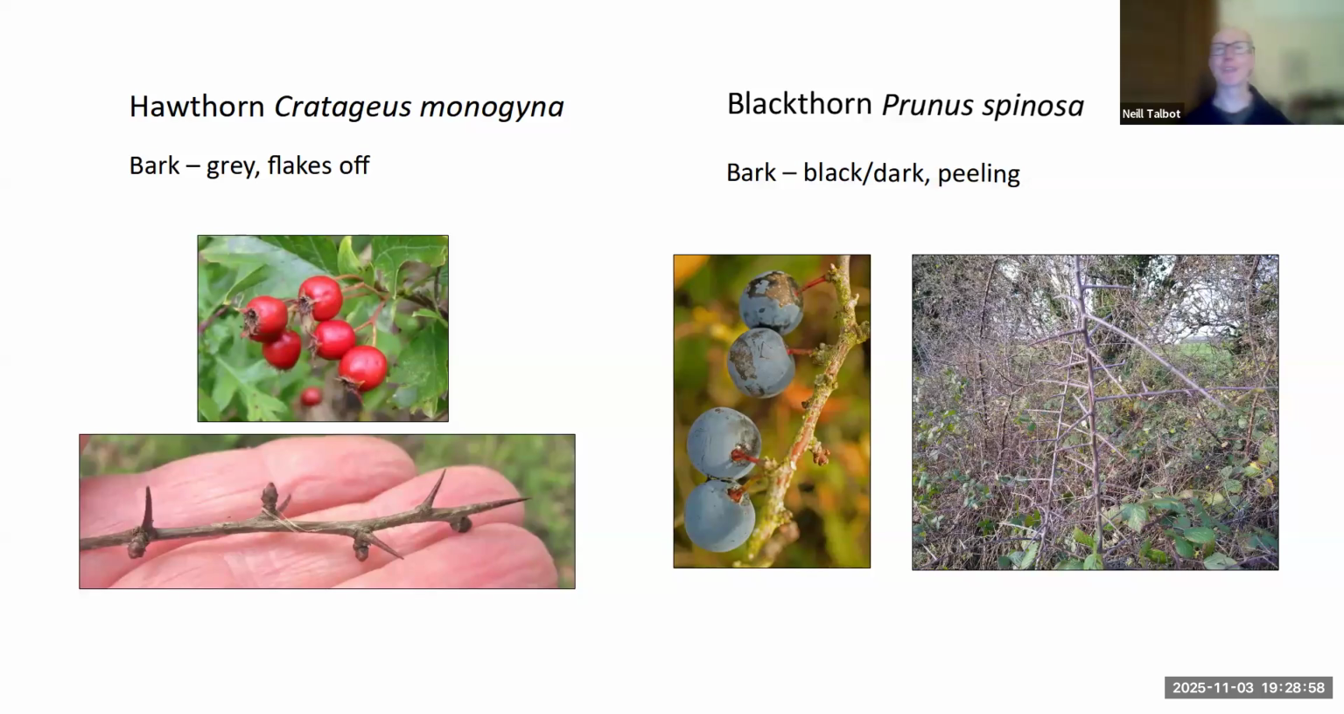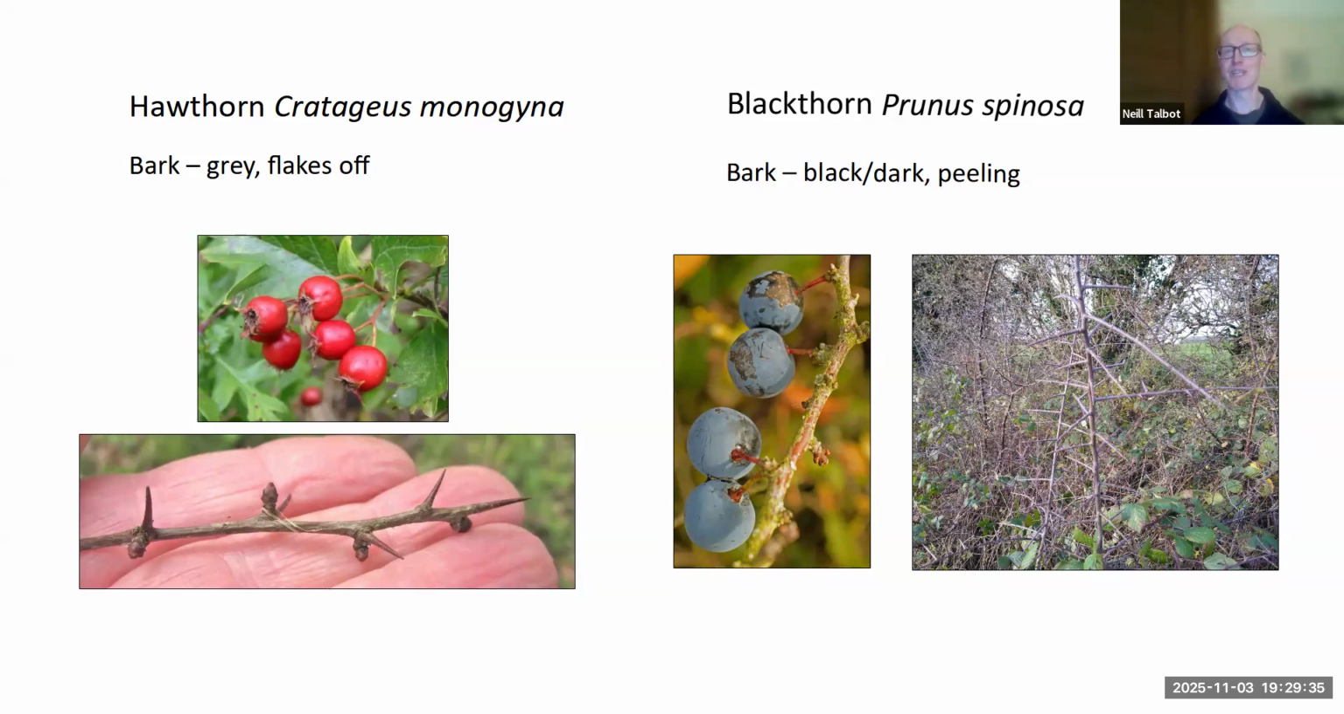So I've put the scientific names on this slide because it's always useful to try and learn the scientific names, because it can help you see what genus they are and what other species they're related to. So blackthorn, the genus is Prunus and the specific name is spinosa. So Prunus shows that it's related to things like cherry, damson, plum, and so on.